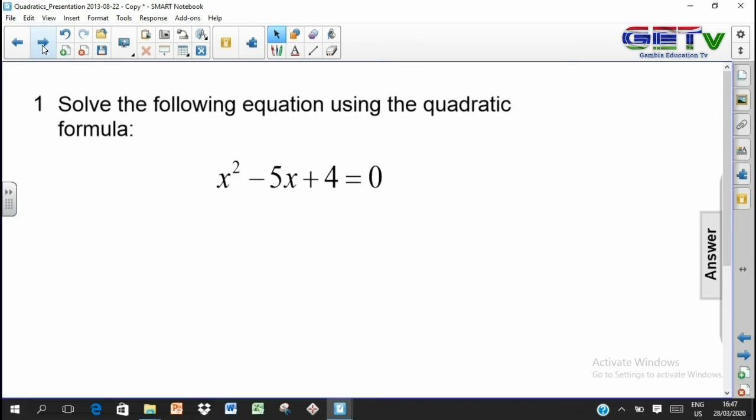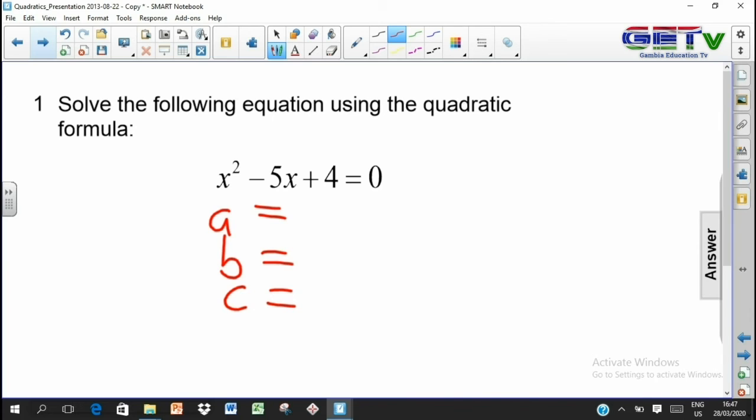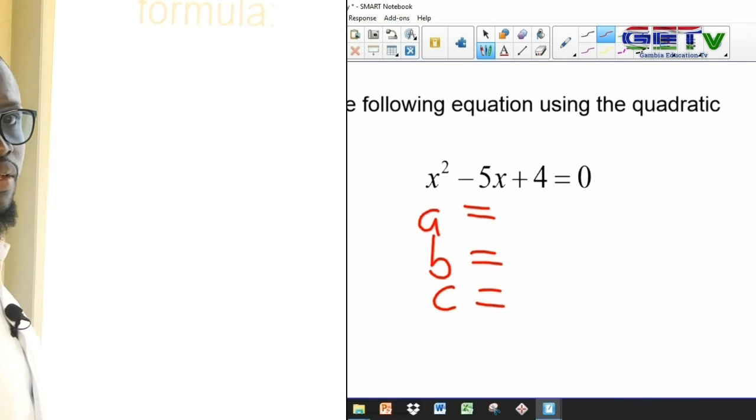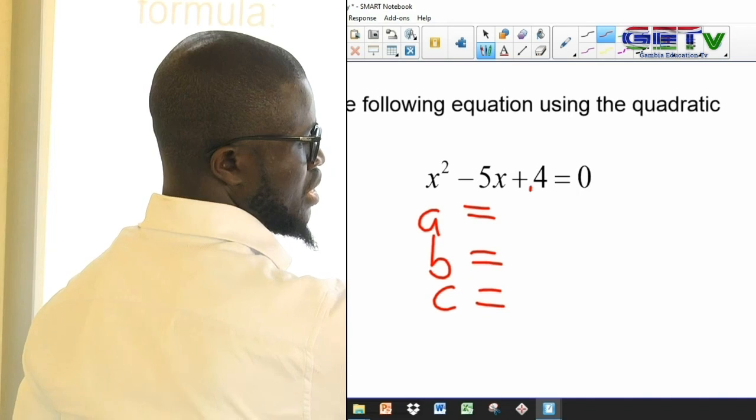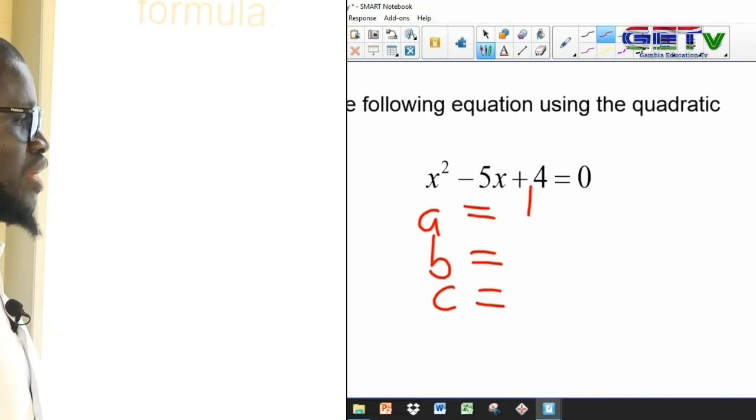Solve the following equation using the quadratic formula. Now, in this equation, the same process must be done. We have x squared minus 5x plus 4 equals 0. Let's look at it together again. Remember, we have to find the value of a, the value of b, and the value of c. What is the value of a? The value of a is 1. What is the value of b?